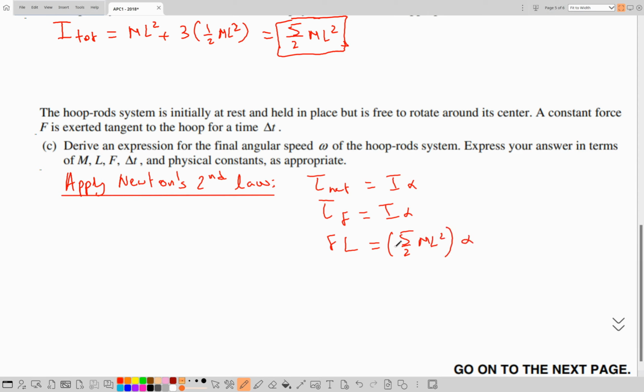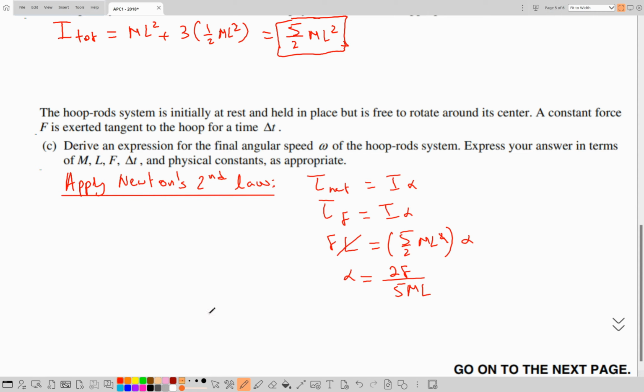And now we can apply the cancellation for these. Then in this case, what do we have? We have alpha is given by 2F divided by 5 mL. But this is the expression for the angular acceleration, and we need the angular speed. And because the force is constant, then this is constant.